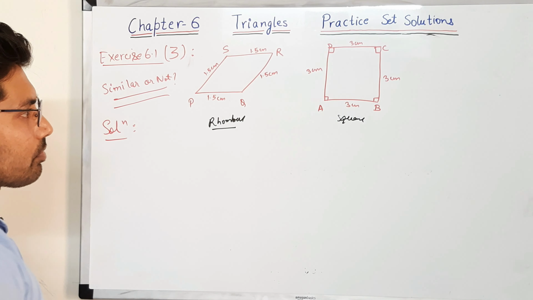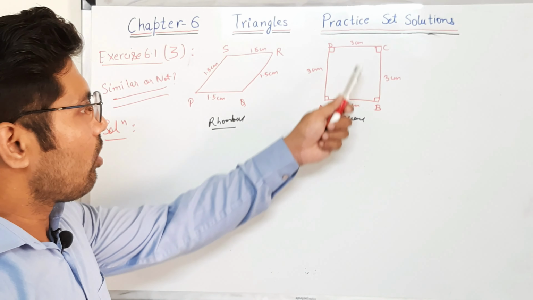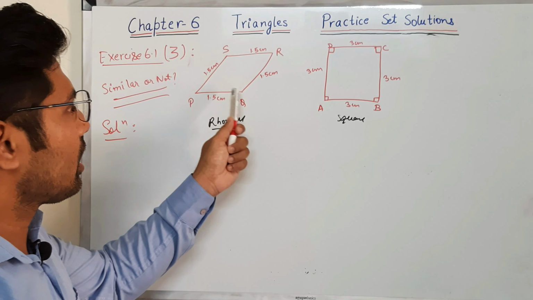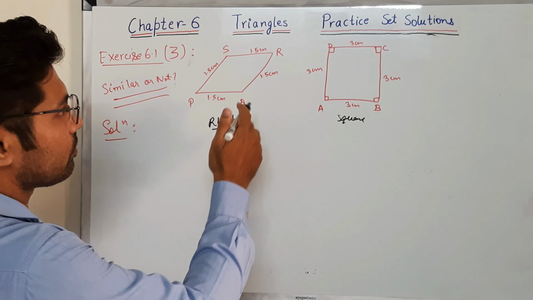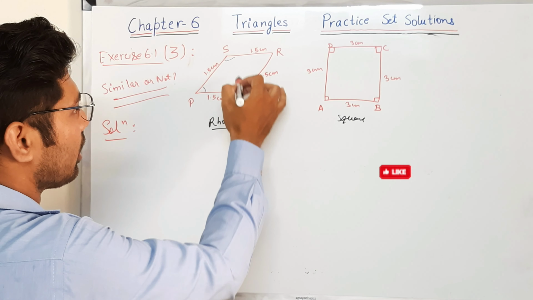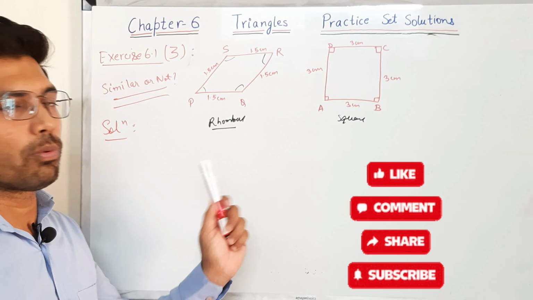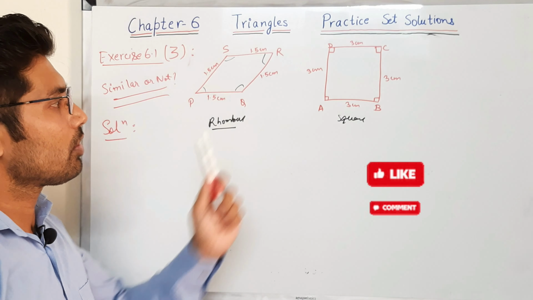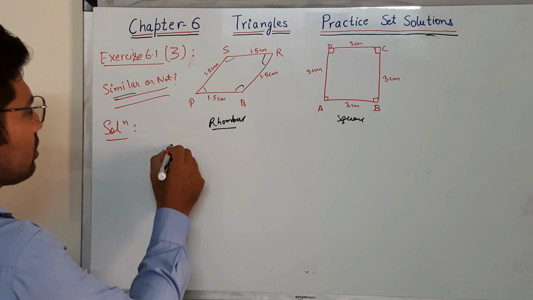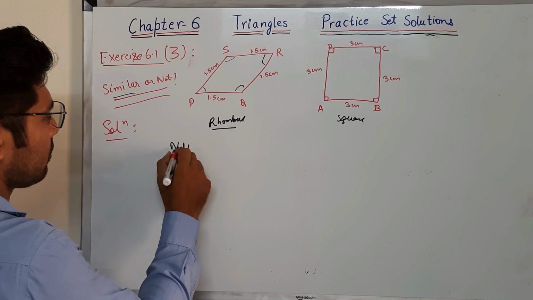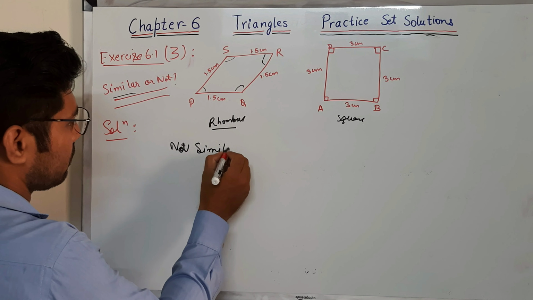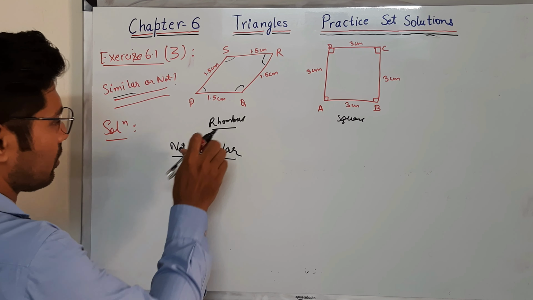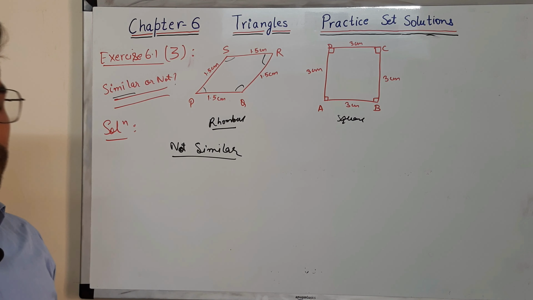Here all angles are 90 degree, but you can see here the angles are not 90 degree. So they have different angles here, not 90 degree. So these are not proportional. These angles are not equal, hence they are not similar. So this is not similar.